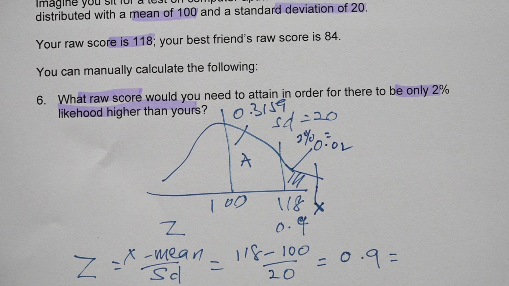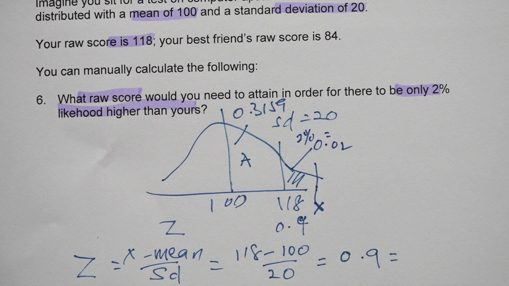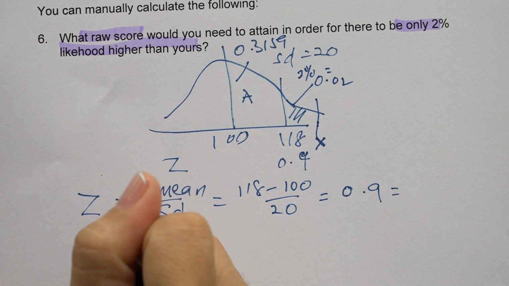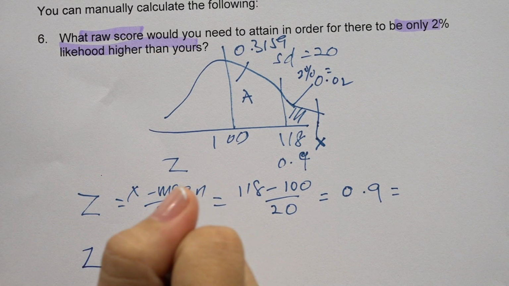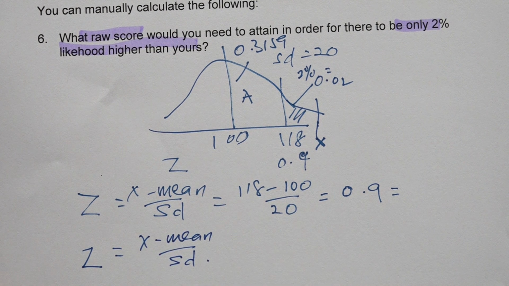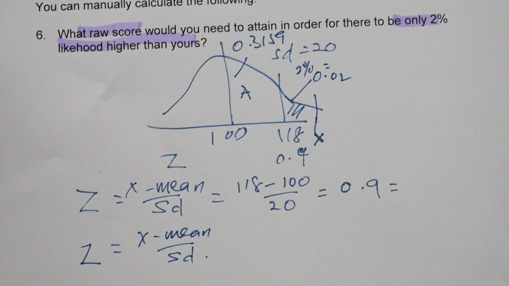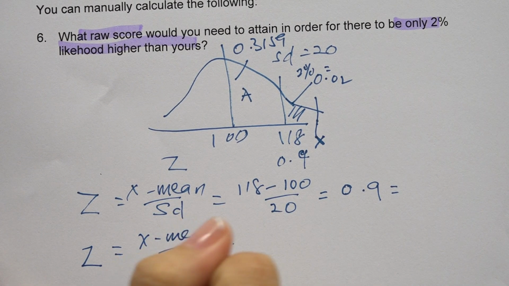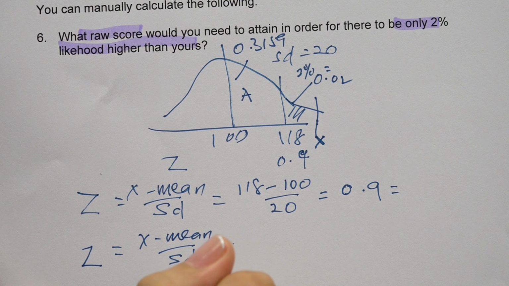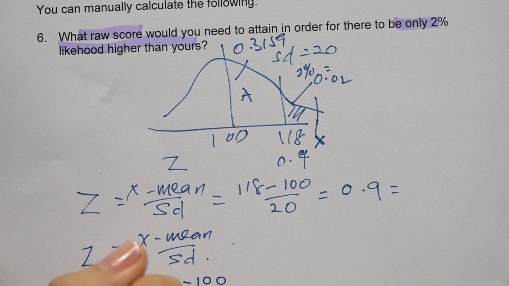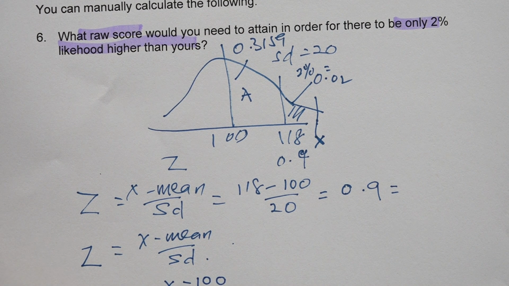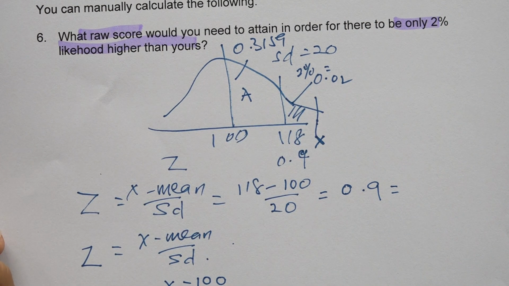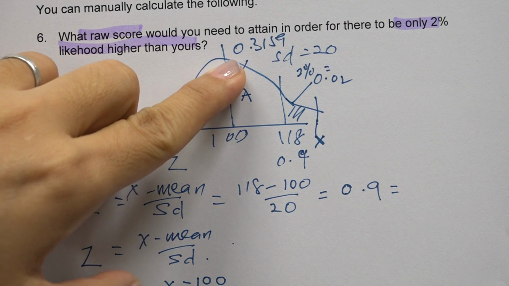Now in order to calculate this, let's go back to see what we have. We are given z equals x minus mean over standard deviation. We don't know the x, we know the mean is 100, and we know the standard deviation is 20, but we need to know the z because we can't calculate the x without the z. But all we are given is an area of 0.02 and an area of 0.3159.